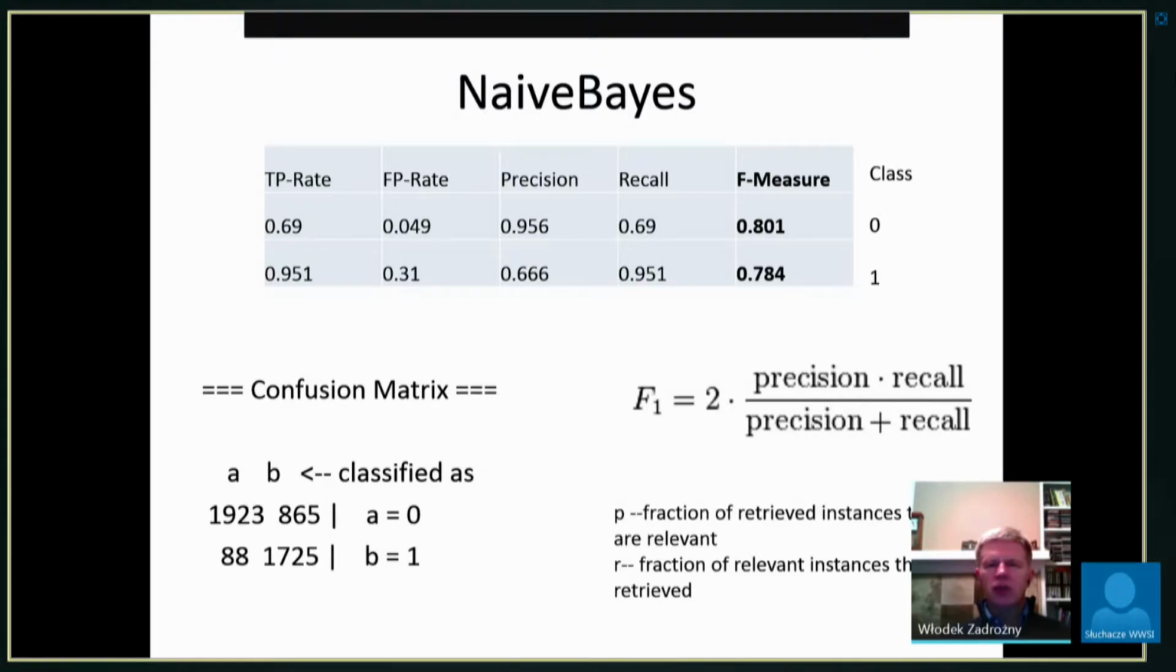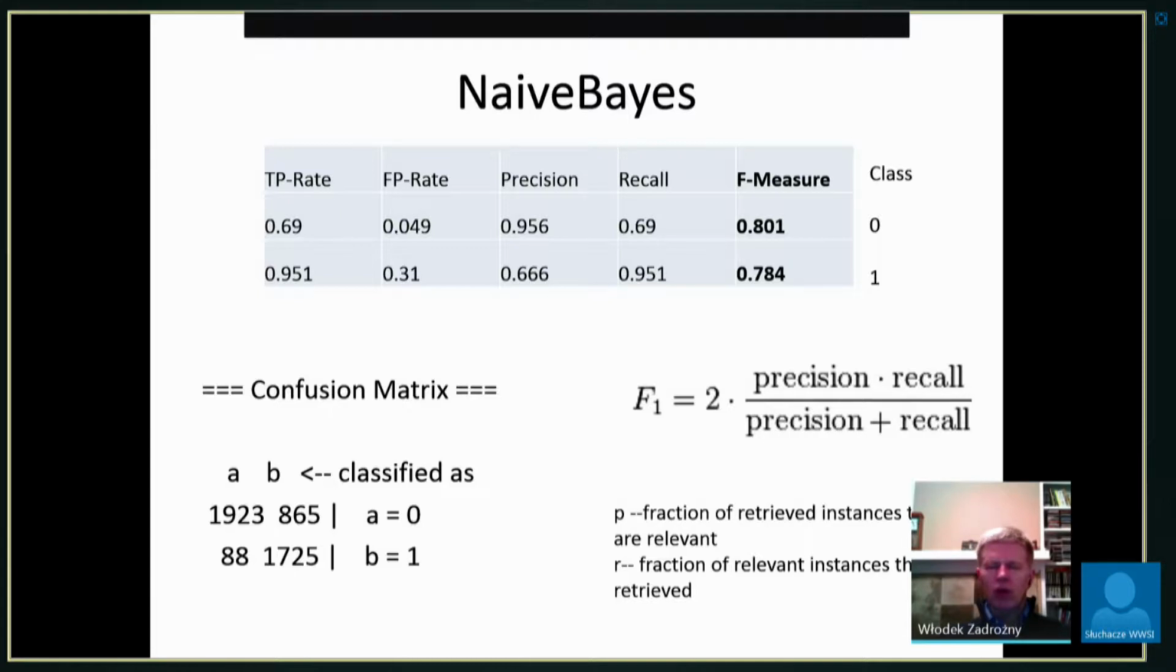This gives us the performance measure that we usually measure as F measure for the first class, for the class 0, of about 80%, and for the class 1 of 78%, so the average performance here for both classes is about 79%.